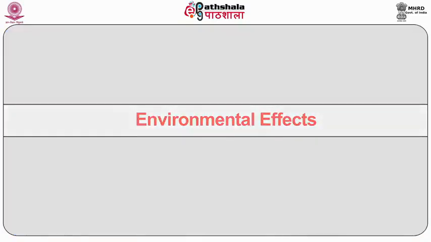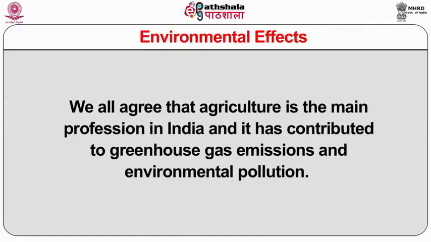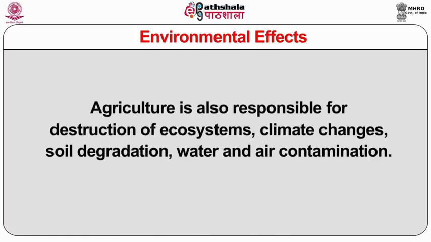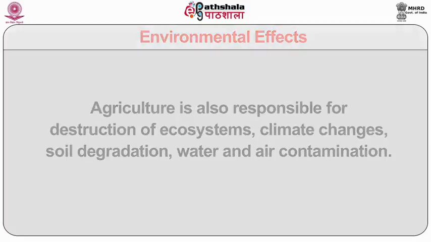It is also essential that buyers should be made aware of potential concerns related to food safety so that they can be conscious about the quality of the food at every step of distribution and sale. And the first is environmental effects. We all agree that agriculture is the main profession in India and it has contributed to greenhouse gas emissions and environmental pollution. Agriculture is also responsible for destruction of ecosystems, climate change, soil degradation, water and air contamination. Innovative attempts are being made to overcome these problems, but the environmental effects have already become a global concern.